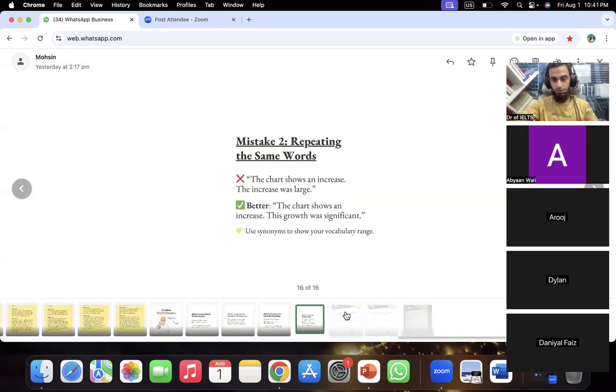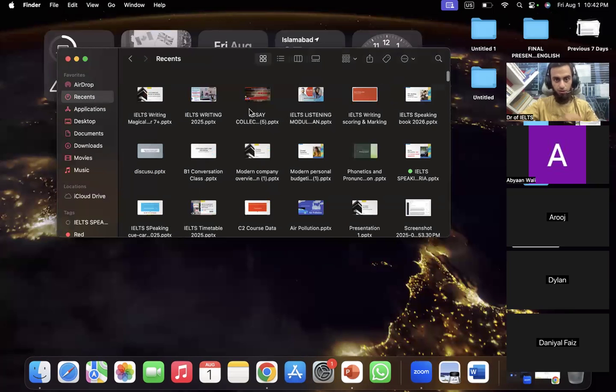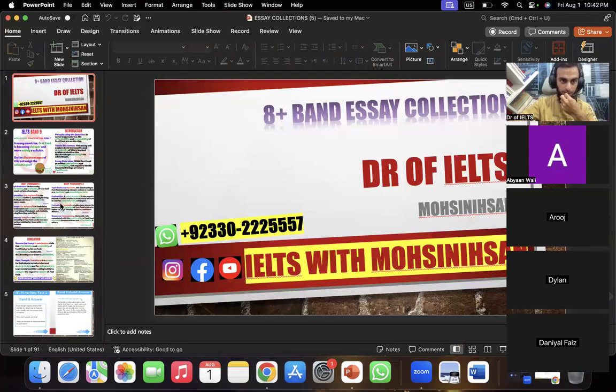Okay, next, we go for texture. So these are some others. Okay, so these are all for today's discussion. Now I take your short test, and you have to use the essay collection, which I shared also.